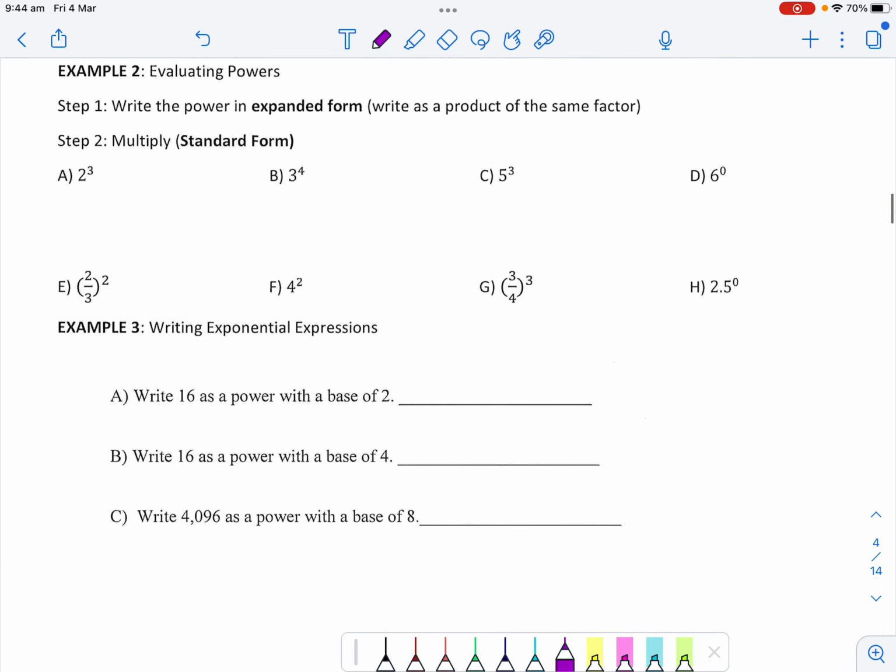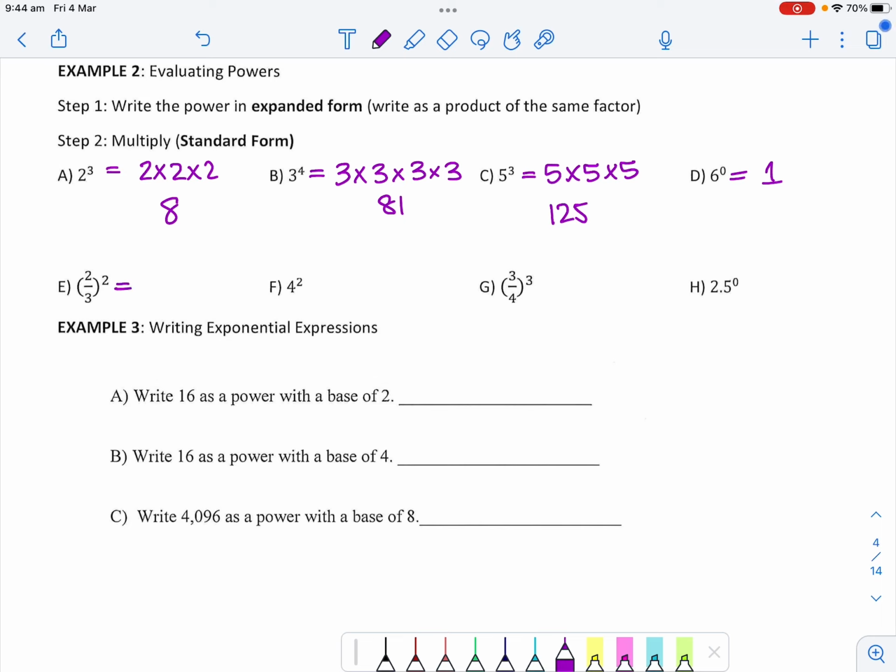In my second example, it says evaluating powers. So now we're going to be finding the answer. So I'm going to write the power in expanded form. That's going to be my work. And then I'm actually going to do the multiplication. So here, 2 times 2 times 2 is 8. 3 times 3 times 3 times 3 is 81. 5 times 5 times 5 is 125. Anything to the 0 power is 1.